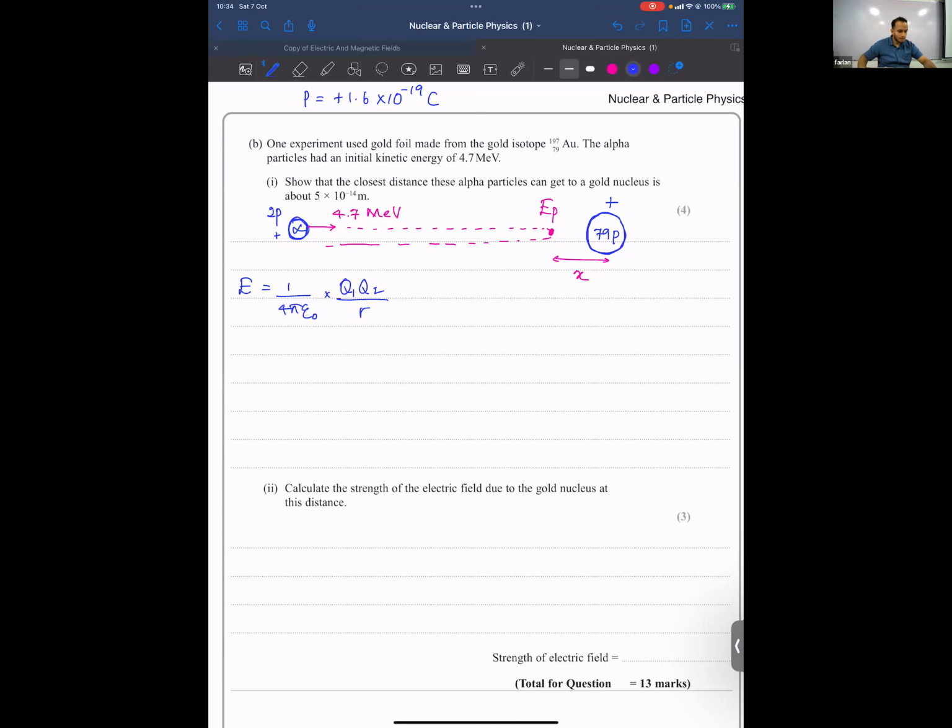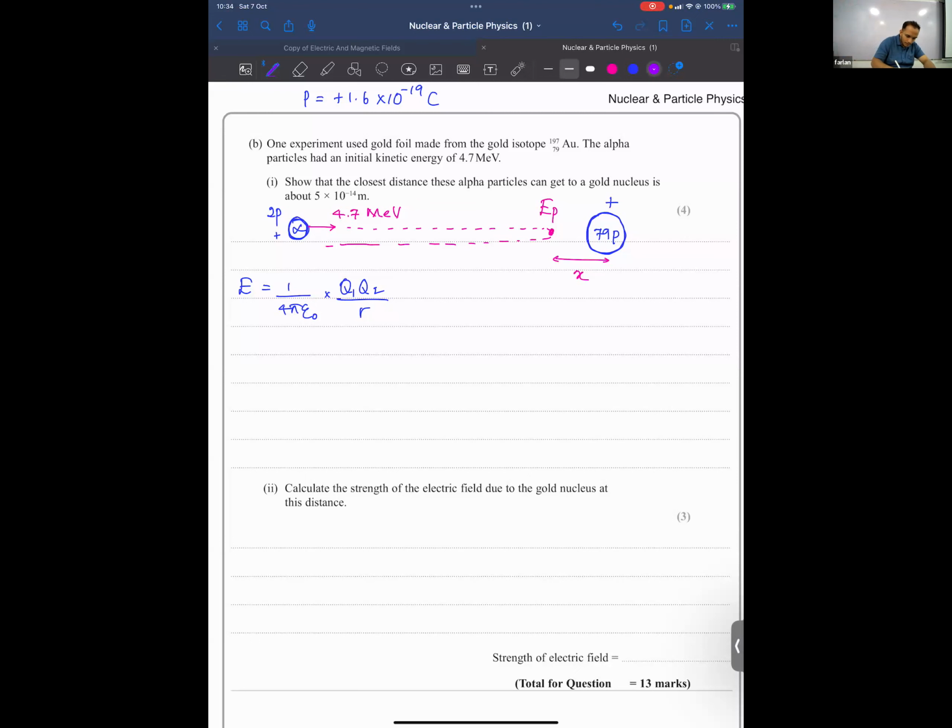Electric potential is given by what? KQ over R, right? K is 1/4 pi epsilon naught. So electric potential energy is given by what? That potential multiplied by the charge. So 1/4 pi epsilon naught Q1 over R is potential. That multiplied by the other charge is potential energy. So look at this one. That is going to be equal to the kinetic energy, 4.7 mega electron volts, this had.